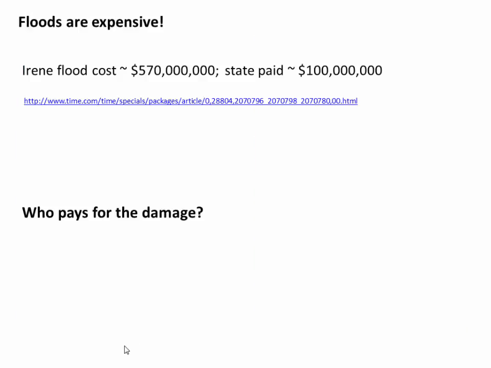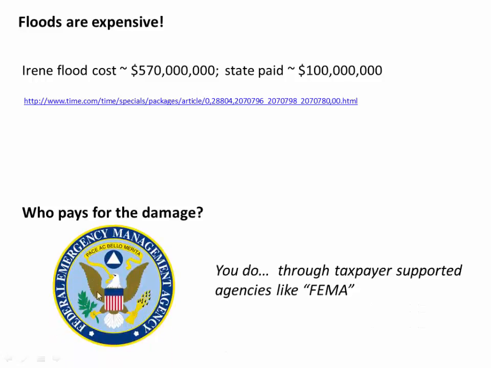So floods are destructive. Of course, they're also expensive. Irene damage in Vermont may have approached $570 million in damage. The state paid out roughly $100 million of that, and the feds picked up the rest. The feds being the Federal Emergency Management Agency, or FEMA, which of course is supported through our tax dollars. So when you wonder why we should be studying floods and trying to understand them, one answer is that you, as a taxpayer, are the one that pays for them when they damage infrastructure.